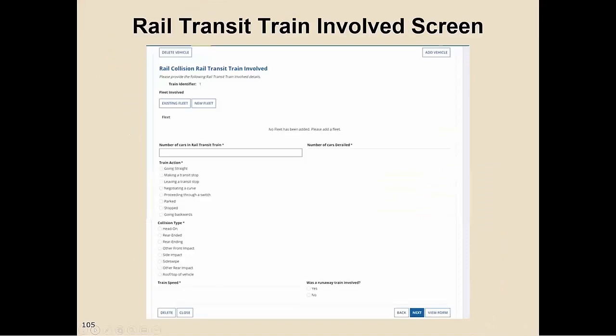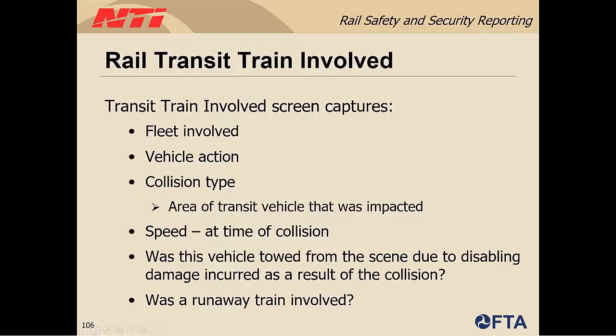This is a screenshot of the rail transit train involved screen. We're going to go through it in detail. Okay, so the train involved screen captures the fleet information, the vehicle action, the collision type, the speed at the time of the collision, if there was a tow-away of the other vehicle, or if a runaway train was involved.